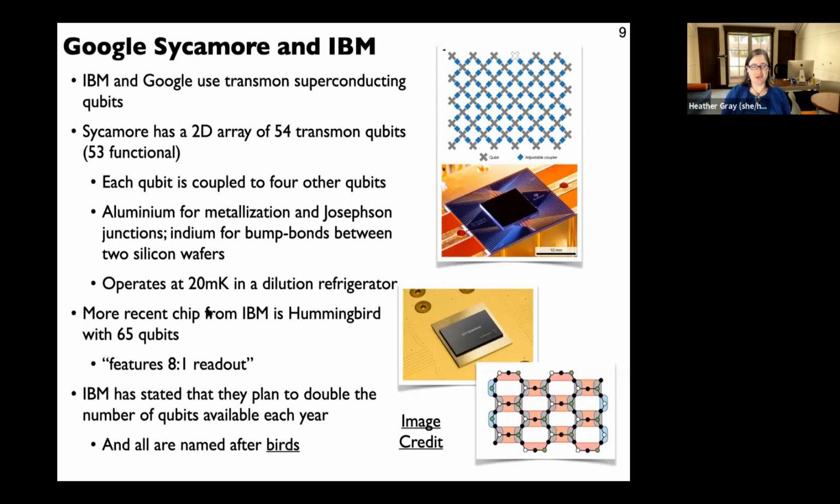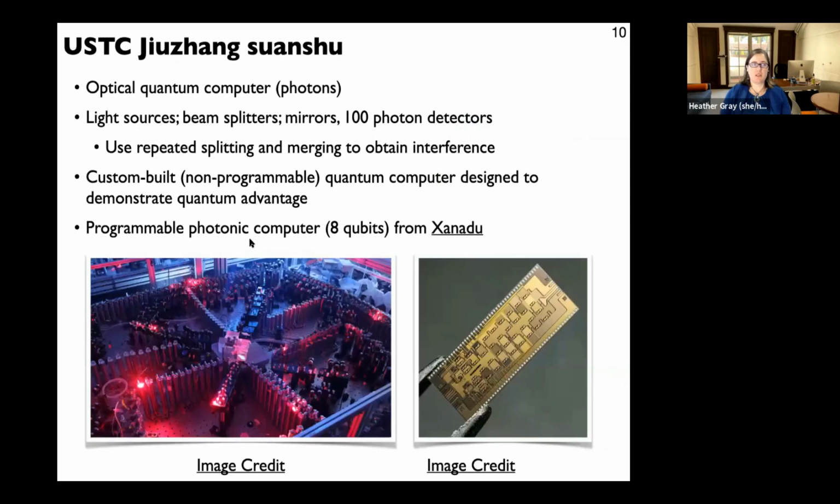Fun fact, they're all named after birds. And I actually linked there a very interesting blog by someone who's working on developing these computers. It tells you some of the more practical things about what it's actually like to develop them. So those are Sycamore and IBM, both made of transmon qubits, both on the scale of many tens of qubits. This is really one of the state-of-the-art types of quantum computers.